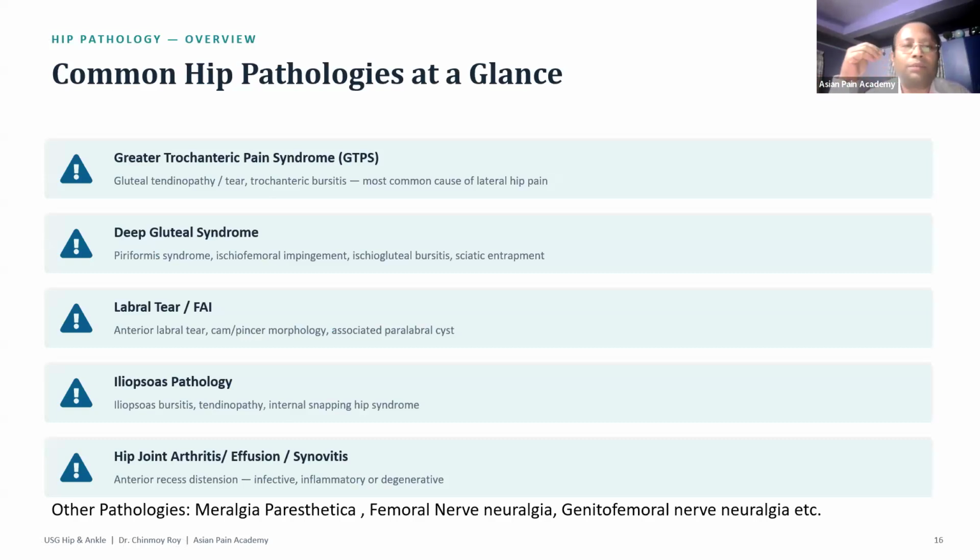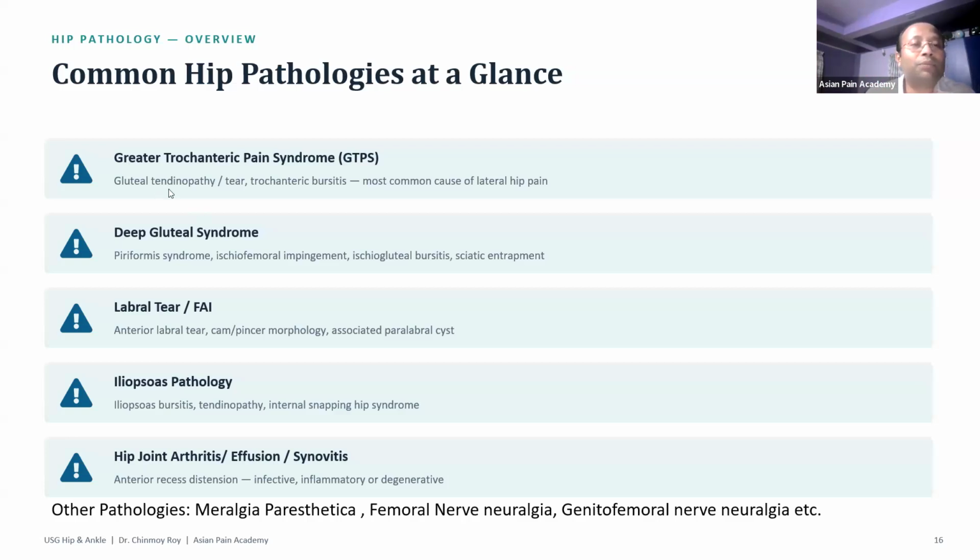Think that in a hip pain patient, the pain can be in the front side, the lateral side, or the back side of the hip. In every area, there are multiple diagnoses which can be a cause of hip pain. But we are talking about only a few entities which are very commonly seen. So greater trochanteric pain syndrome causes pain in the lateral side of the hip.